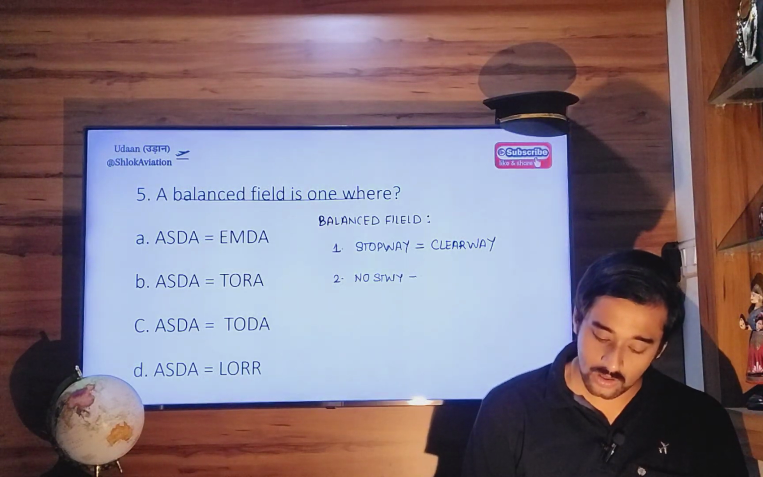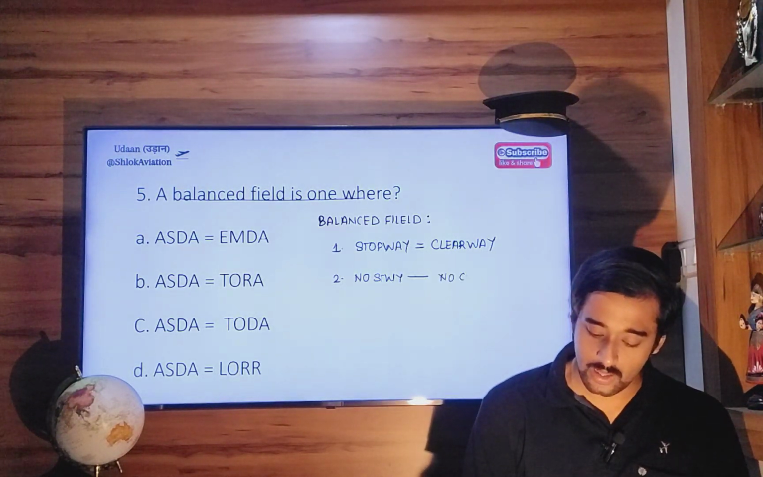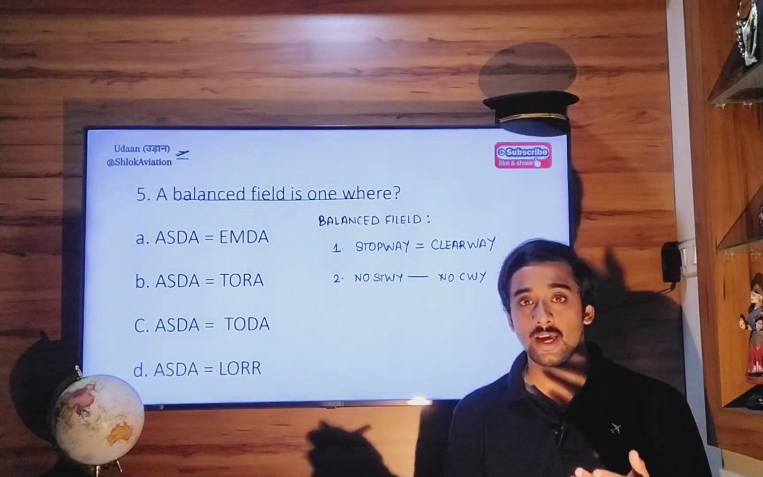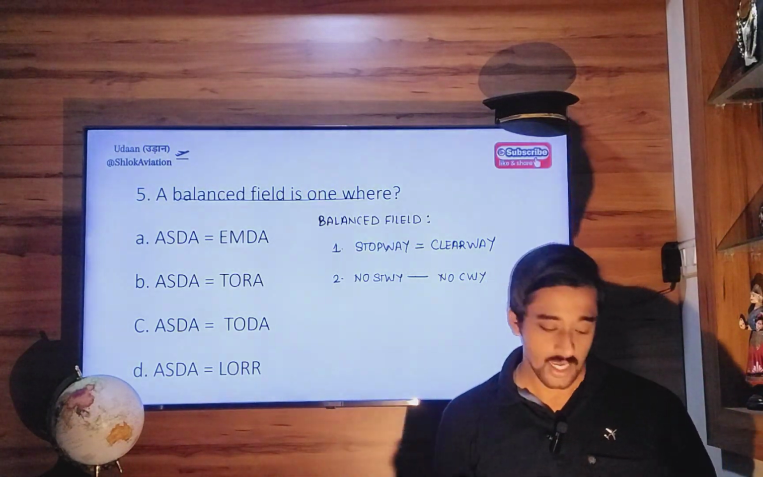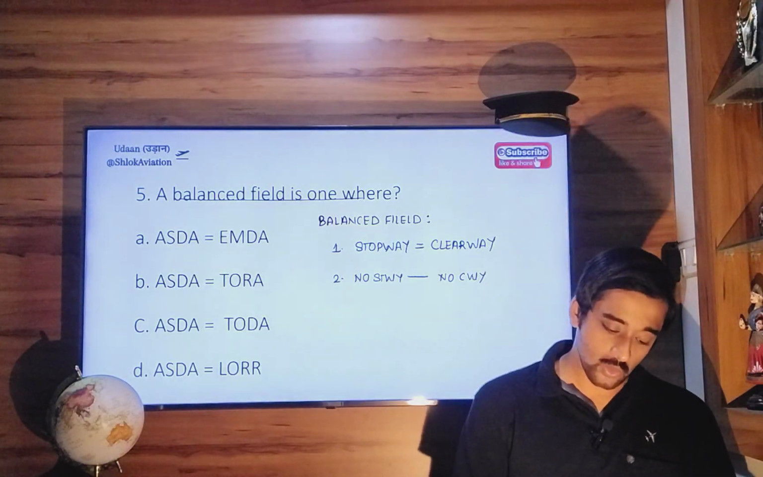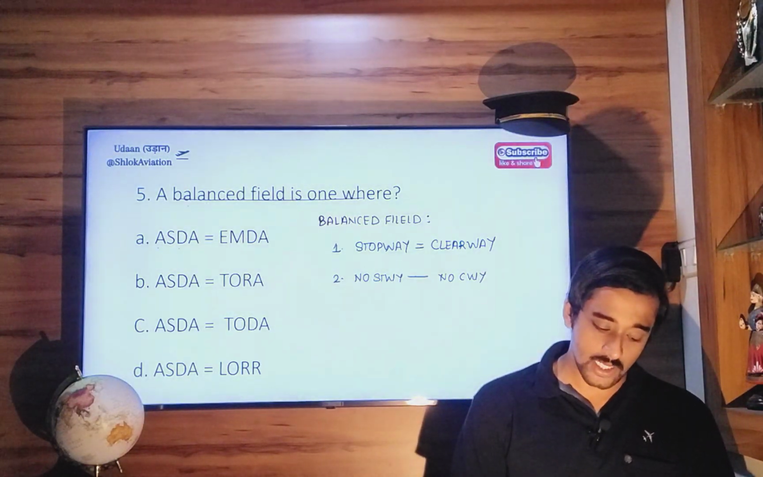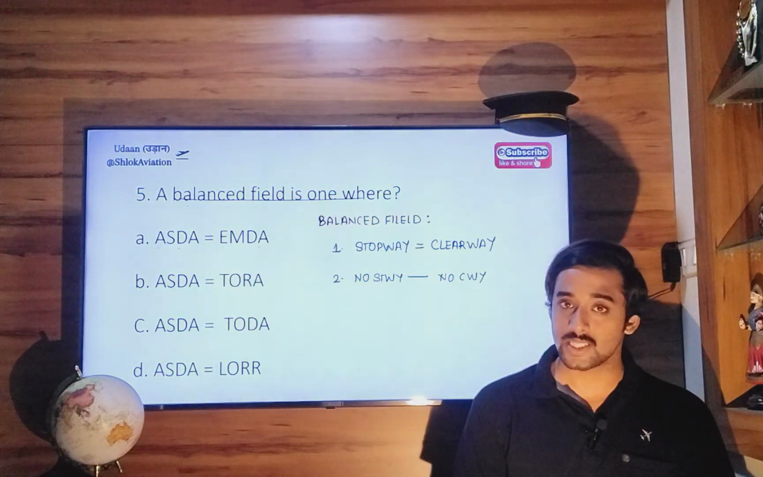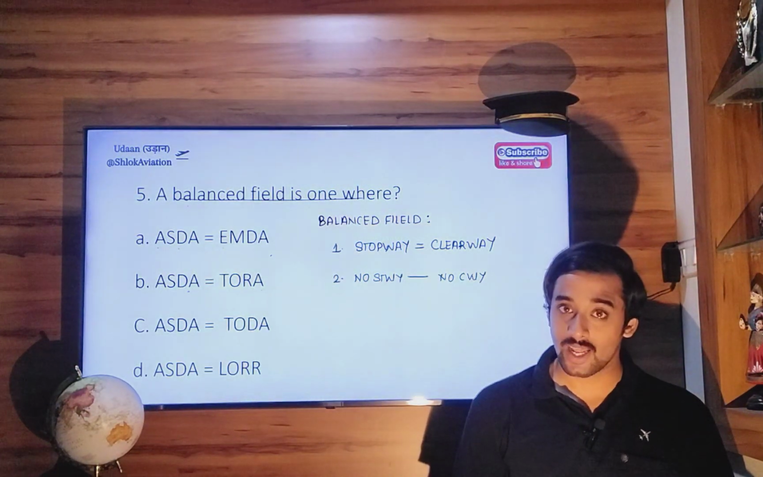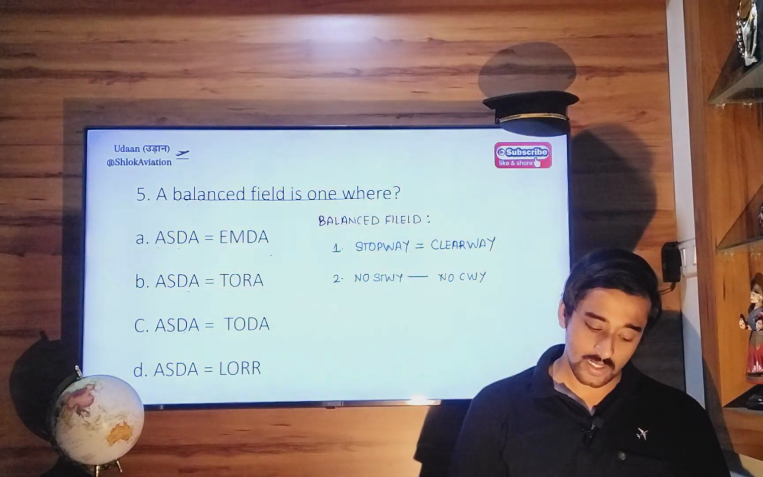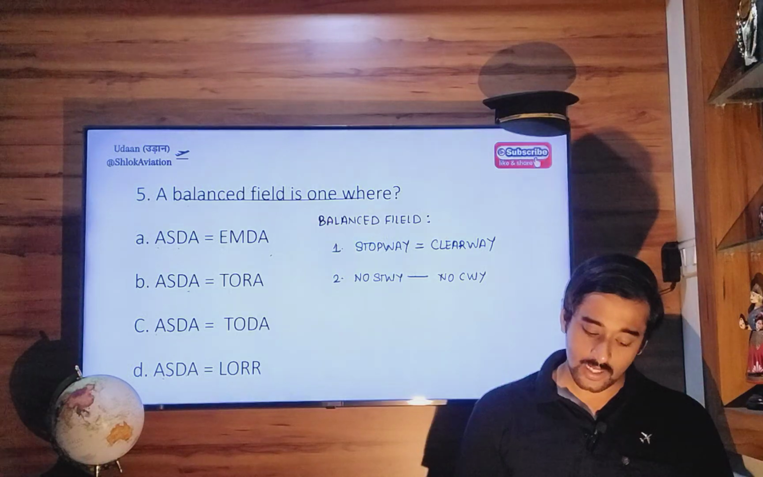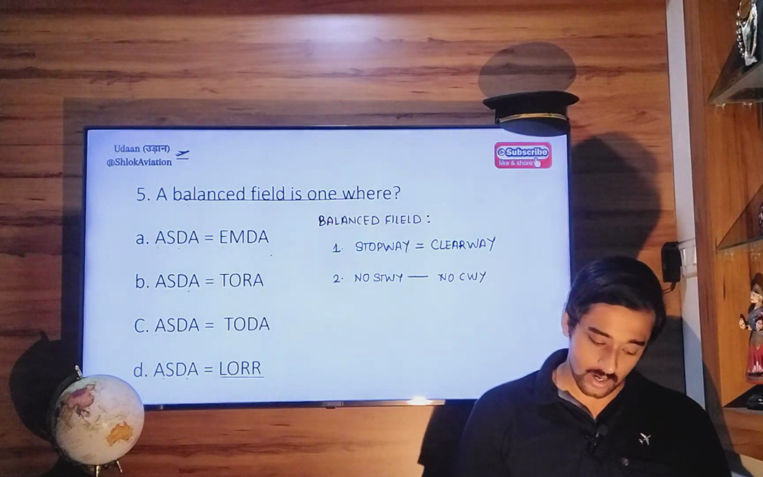There is no clearway as well. So no stopway, no clearway. If there is a stopway and a clearway, both are equal in lengths. Such a field will be called a balanced field. So it is one where accelerated stop distance available equals emergency distance available, equals takeoff run available, equals takeoff distance available, equals LORR.